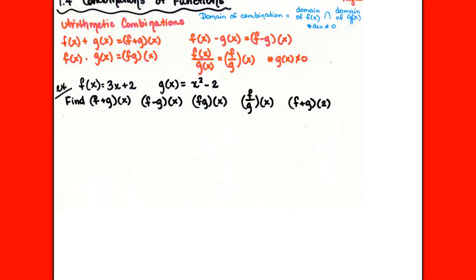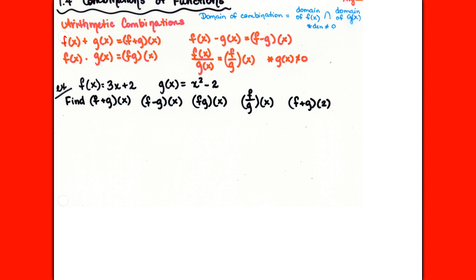Page 109. All right, the first half of section 1.4 is about combinations of functions. The second half is compositions of functions. So we are looking at combinations today, and they basically give me four formulas there on page 109.